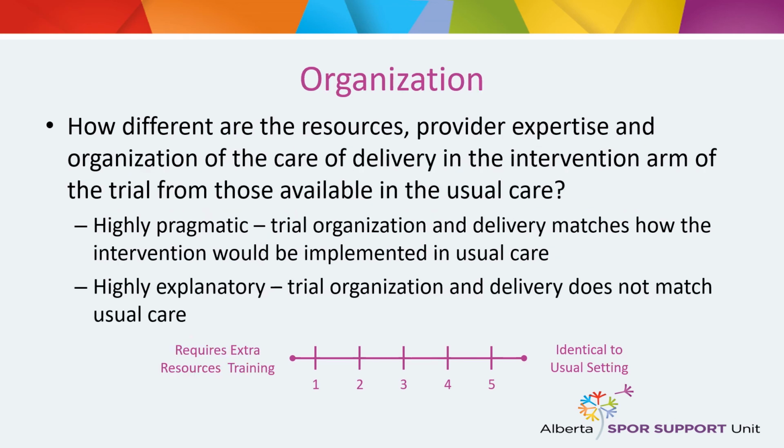The organization domain asks, what expertise and resources are needed to deliver the intervention? In other words, how closely do available resources, such as healthcare expertise and staffing levels of the trial, match routine care? For example, a trial that utilizes the usual organization of care, such as existing healthcare provider expertise, staff, and resources, would be highly pragmatic. If the trial requires additional resources, such as more personnel, additional training, and education, that would push the trial to be more explanatory.